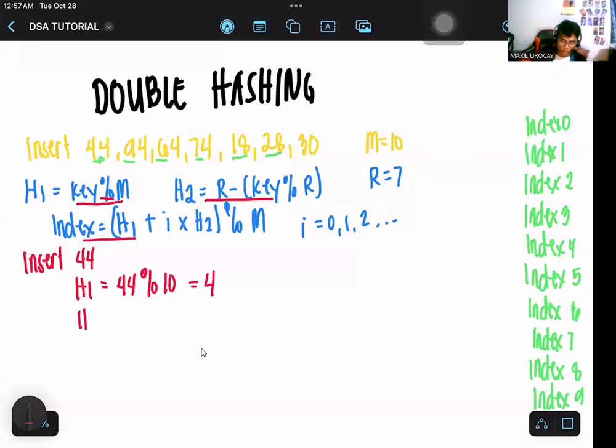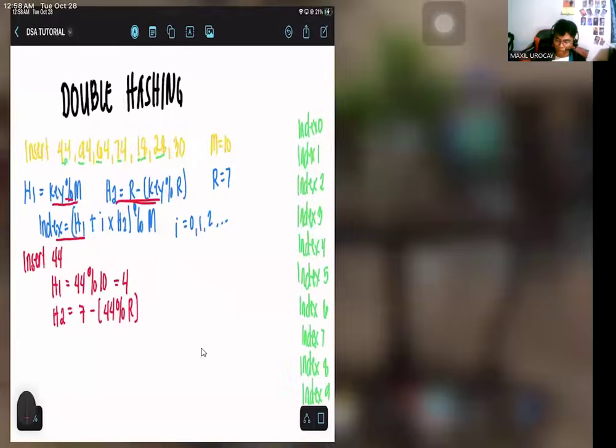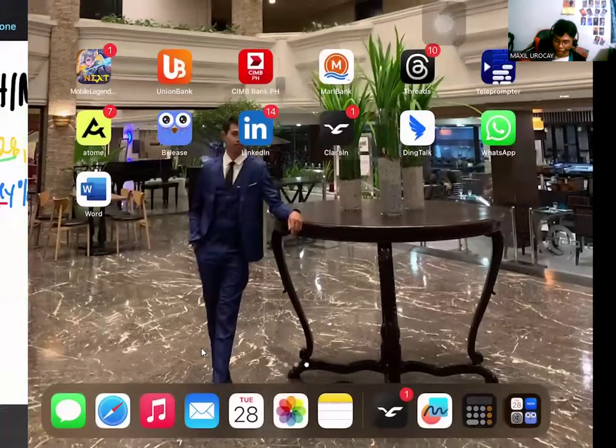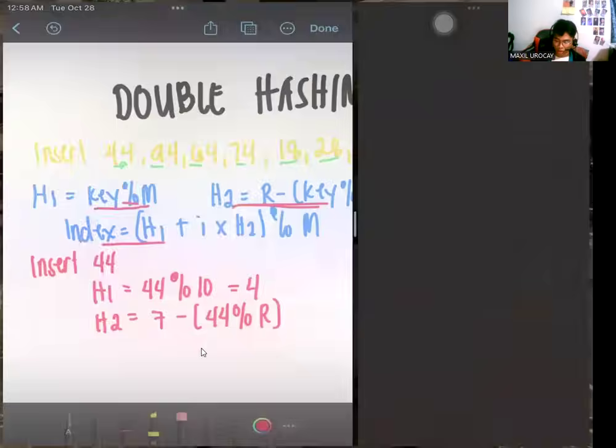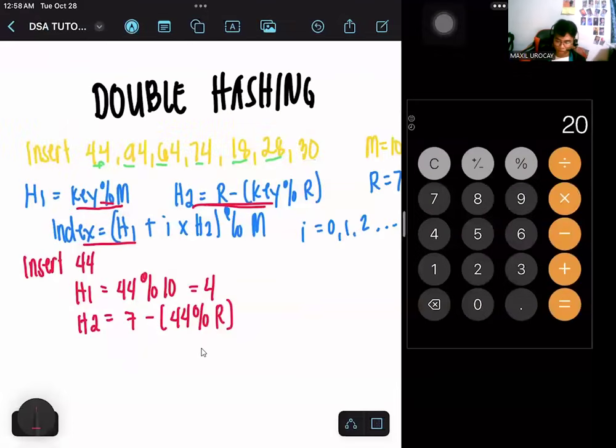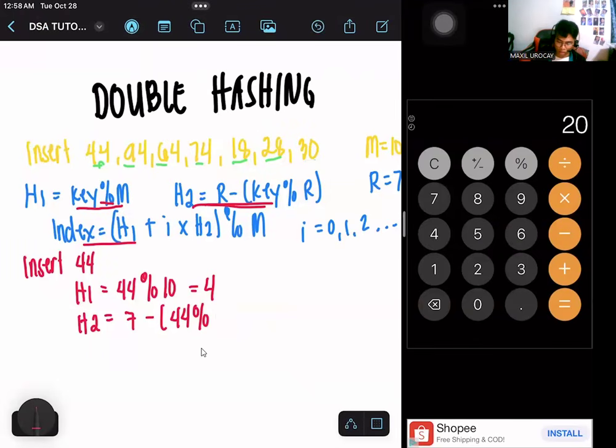Now you will calculate the hash 2. The hash 2 formula is like this: R, which is set to 7, minus the key, which is 44, modulo R. Since we need a modulo with R, let's grab a calculator. So we have 44, and R is set to 7.